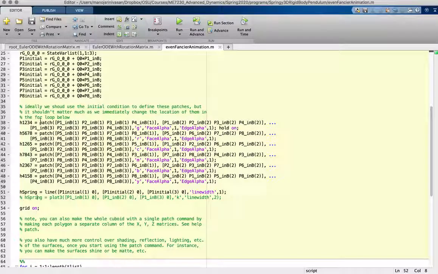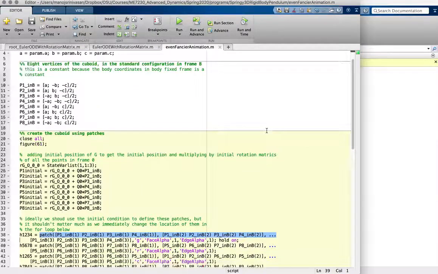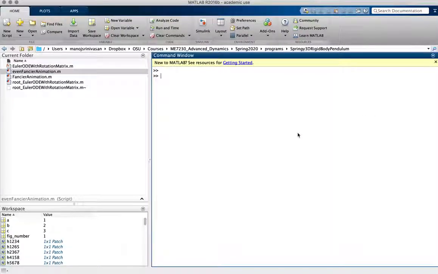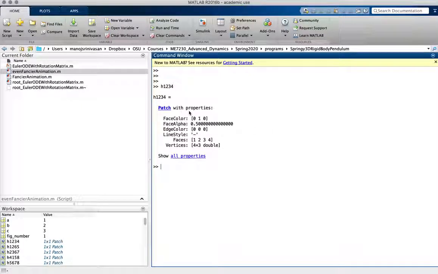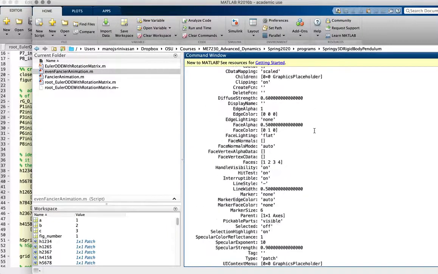Okay, so in other words, we are assigning this figure or object, the patch, to a variable. So what does that mean? You can go H1, 2, 3, 4, and it will say patch with properties, blah, blah, blah. In other words, this quantity holds the properties of this object, okay? So alternatively, we can go get H1, 2, 3, 4. It actually has a whole bunch of properties.